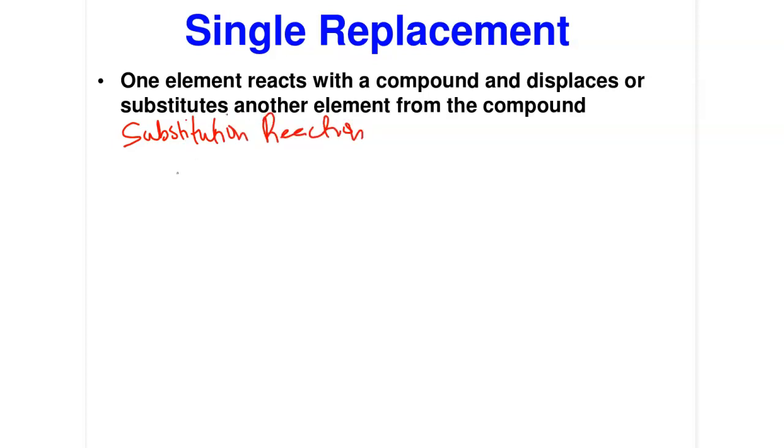The general form is this. A is on its own, comes in contact with a compound. Let's say this compound is BX. Now, what does it do? It comes in here, bullies B away and takes X. So you're going to have AX plus B. This is the form of this reaction.